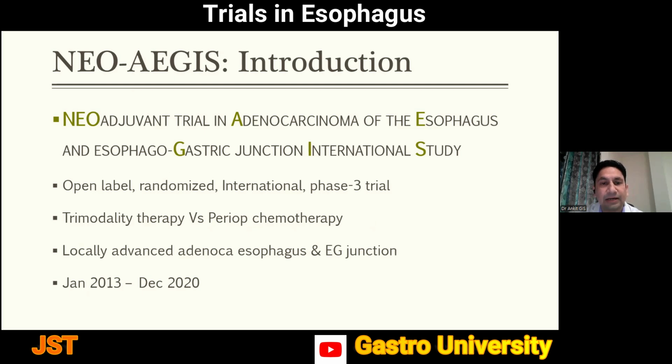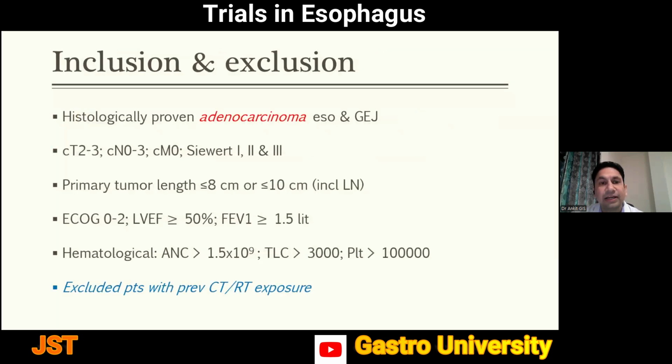It was an open label randomized international phase 3 trial, which, as I said earlier, compared trimodality therapy versus peri-op chemotherapy for locally advanced adenocarcinoma of the esophagus and GE junction. The time period of this trial was January 2013 to December 2020. They included biopsy proven cases of adenocarcinoma of the esophagus and GE junction, which were clinically T2 to 3 and N0 to N3. And they included Siewert types 1, 2, 3. I'm sure we all know the Siewert classification of GE junction tumors.